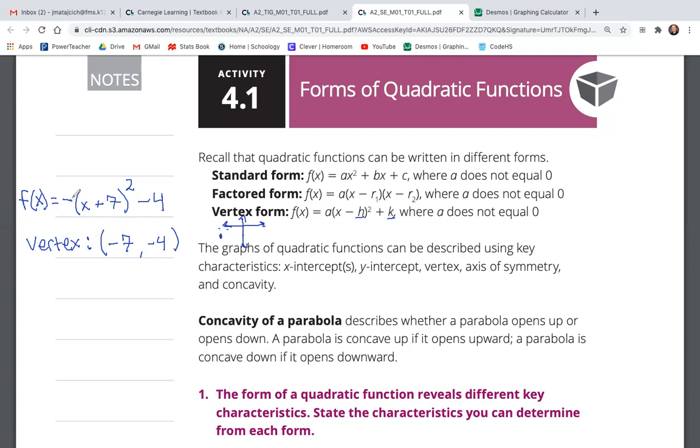Once you have the vertex, it's very easy to find the axis of symmetry, because the axis of symmetry passes through the x value of your vertex. So x would be equal to -7 there. There's a line that cuts our parabola in half, and that would be at -7. The last thing you can determine on vertex form is whether this is concave up or down.